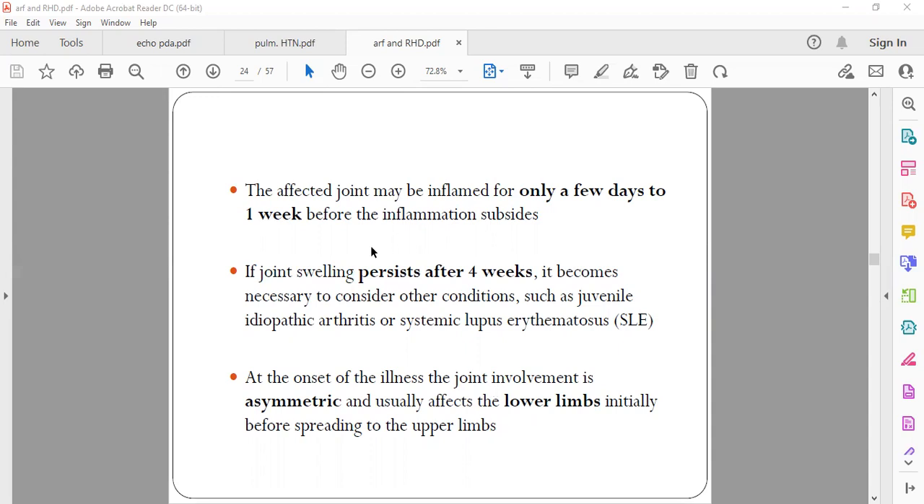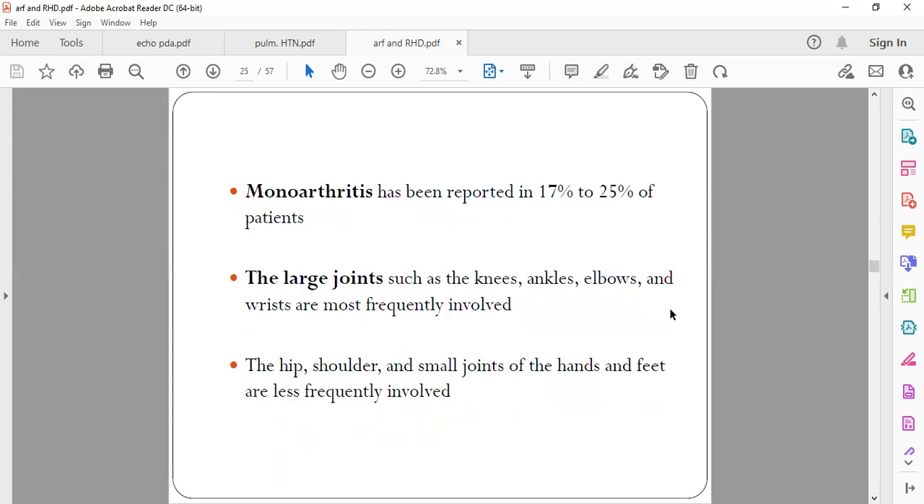If you see any joint swelling that has persisted for more than 4 weeks, you should suspect some other illness and evaluate for that. Also, monoarthritis, single joint inflammation, has been observed in around 17 to 25% of patients, and large joints are most commonly involved.